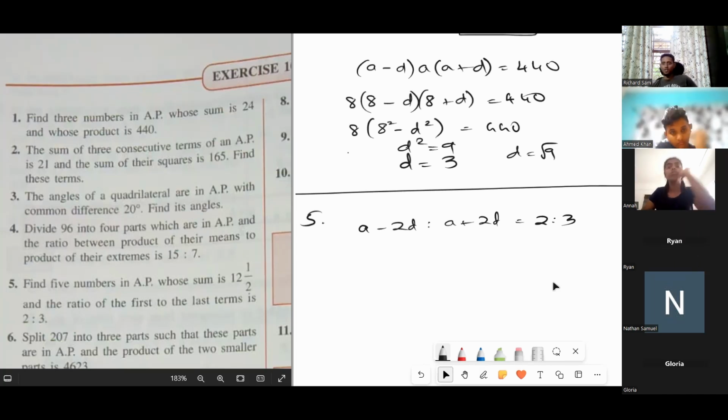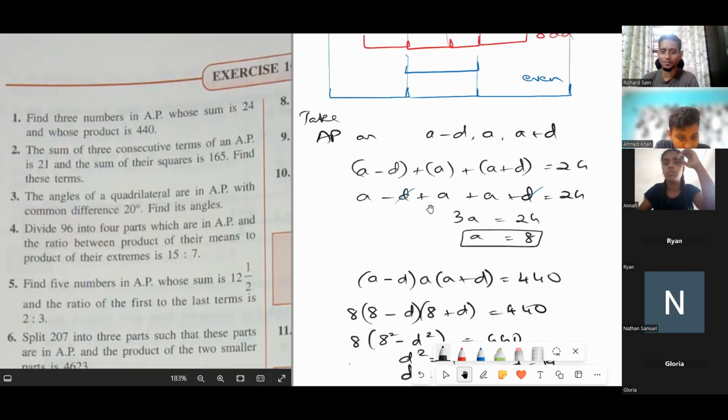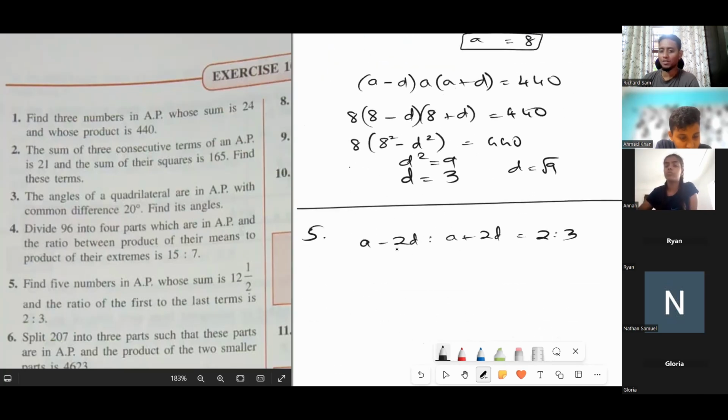Read the question, see if you understood it. Got it? So make this as a fraction: A minus 2D upon A plus 2D is equal to 2 upon 3. From the first equation, you will get the value of A, because the D's will get cut off, just like what happened here. Then you put the value of A in this equation and you can find D. You try it out and you will rejoin the meeting.